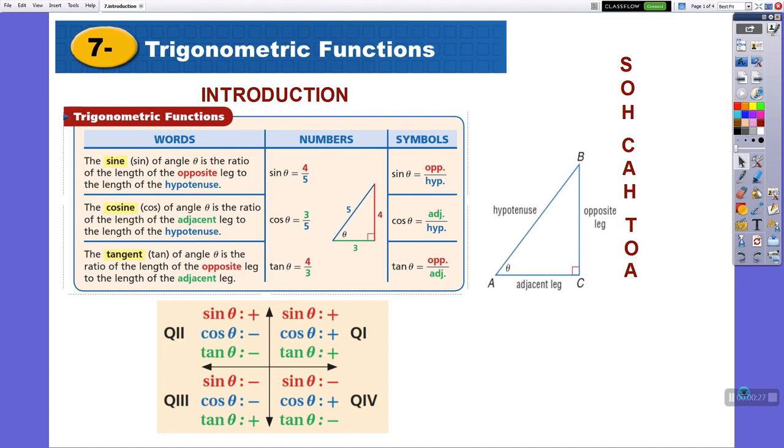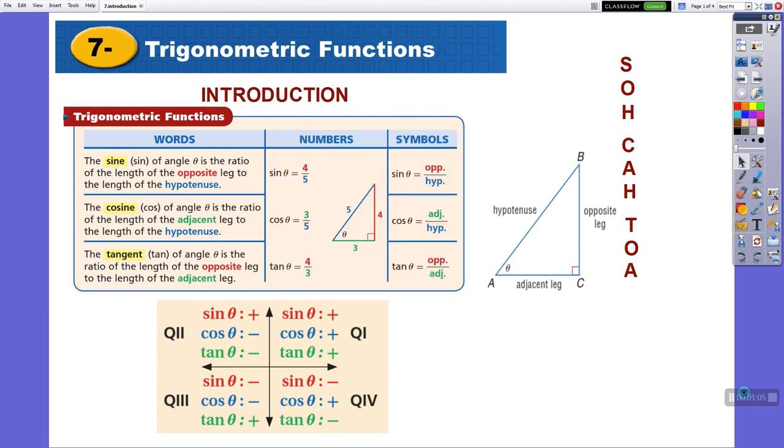Let me remind you what trigonometry is first. Trigonometry is a branch of math involving angles and sides in the right triangle, the relationship between angles and sides in the right triangle. We have three most common trigonometric functions, which are sine, cosine, and tangent. Sine of theta is the ratio between opposite side and hypotenuse. The cosine of theta is the ratio of adjacent to hypotenuse, and tangent theta is opposite over adjacent.